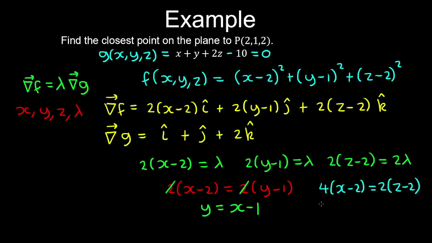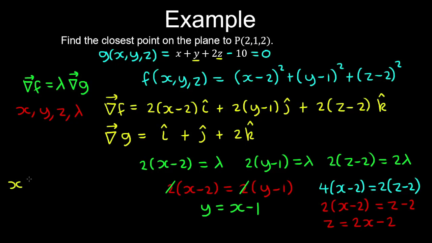So dividing through by 2, we get 2 by x minus 2 is equal to z minus 2, and therefore z is equal to 2x minus 4 plus 2, or minus 2. And now we can substitute for y and z in the constraint equation.